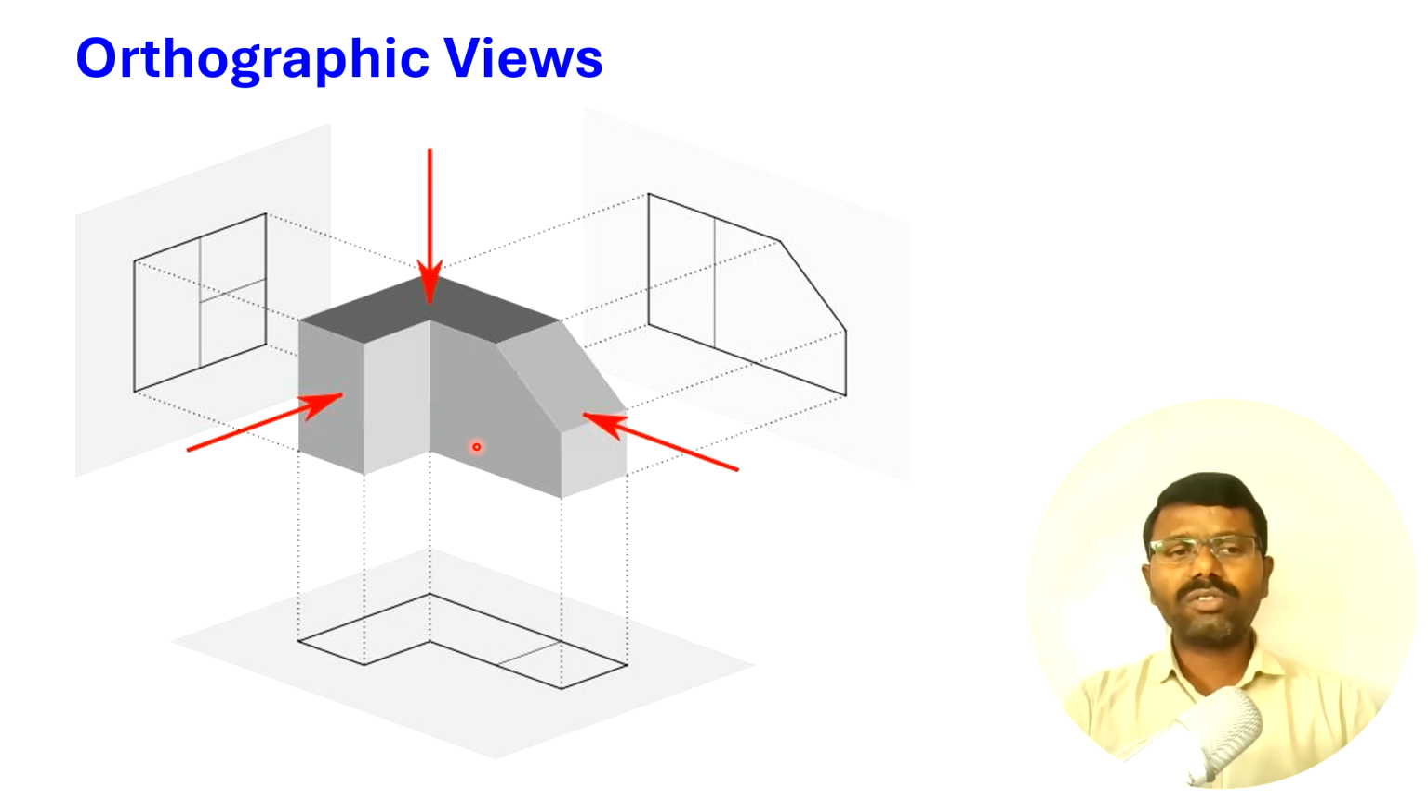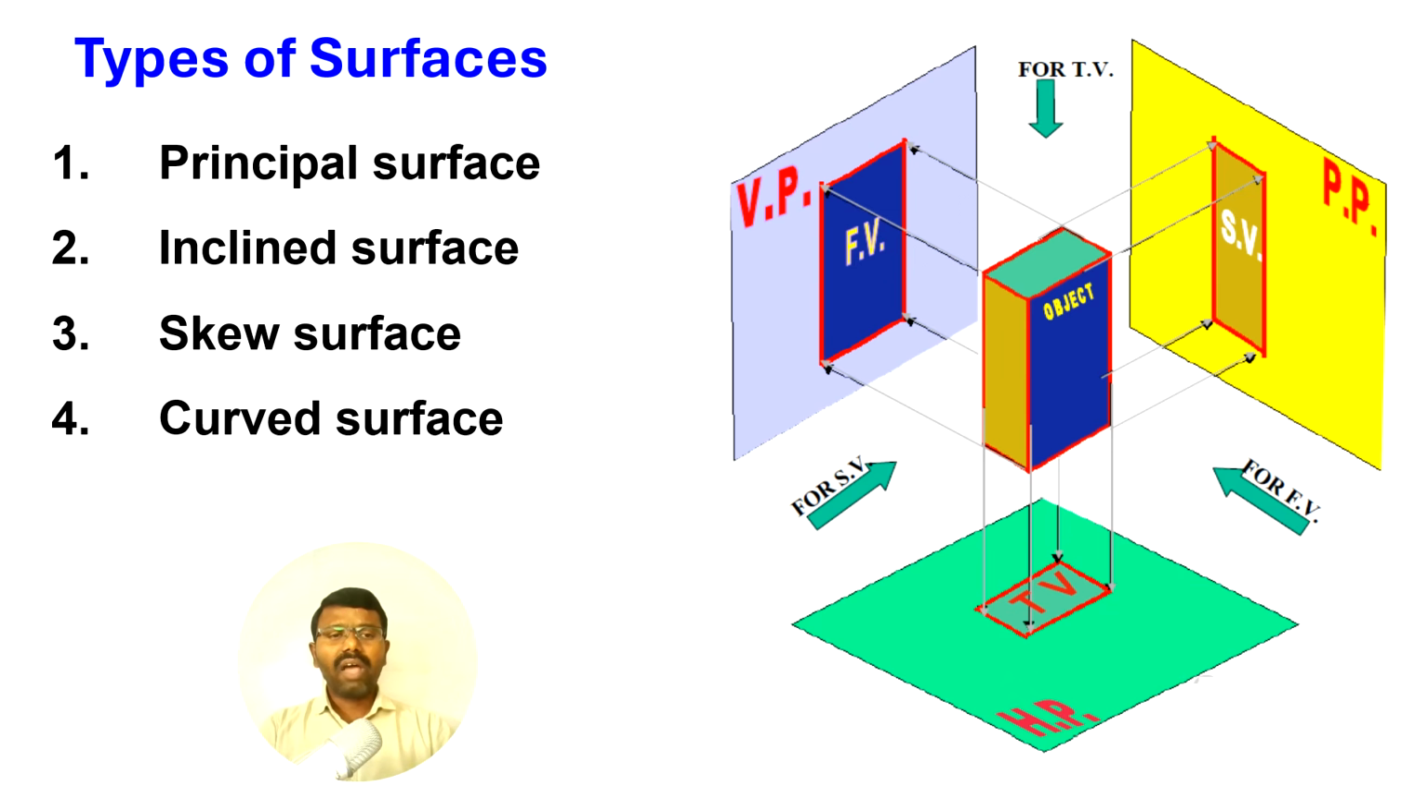And if you want to solve orthographic projection or orthographic views, you need to know about the types of surfaces. There are four types of surfaces. If you know about this, orthographic projections will be easy. The first one is the principal surface. A principal surface is a surface that is parallel to any one of the principal planes.